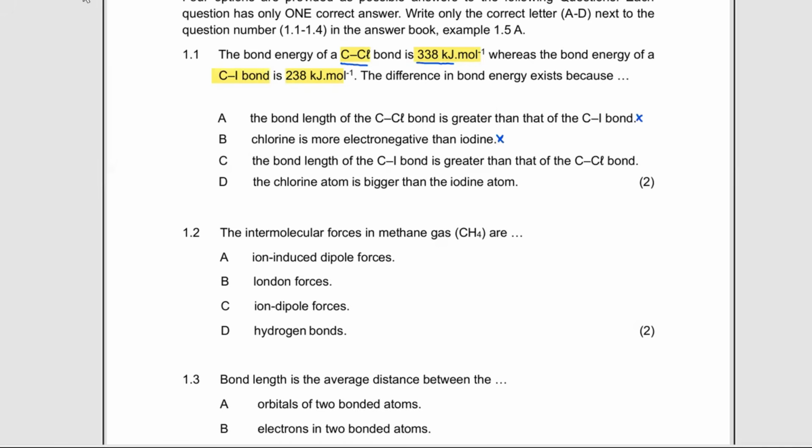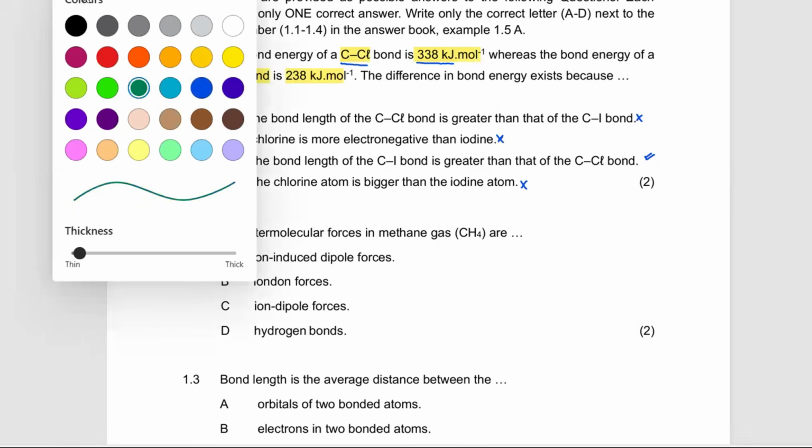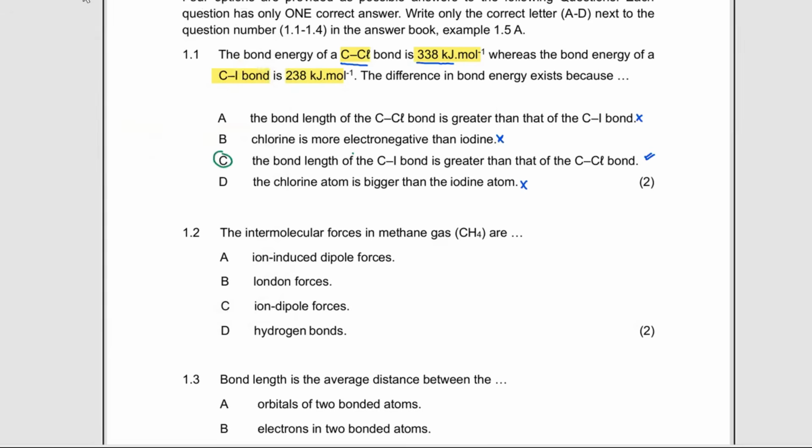Then C reads the bond length of the C-I bond is greater than that of the C-Cl bond. Yes, we agreed with this, right? And then the last one was saying the chlorine atom is bigger than the iodine atom. This is incorrect. So according to this, our correct answer should be option C, which reads the bond length of the C-I bond is greater than that of the C-Cl bond.